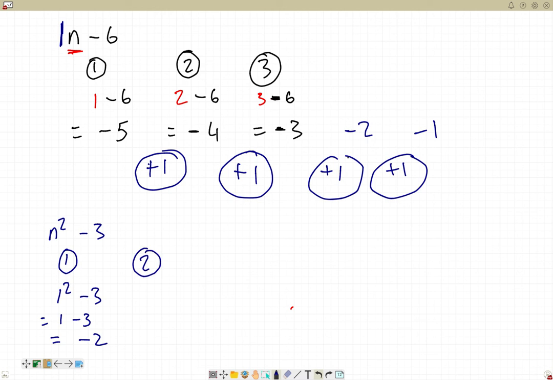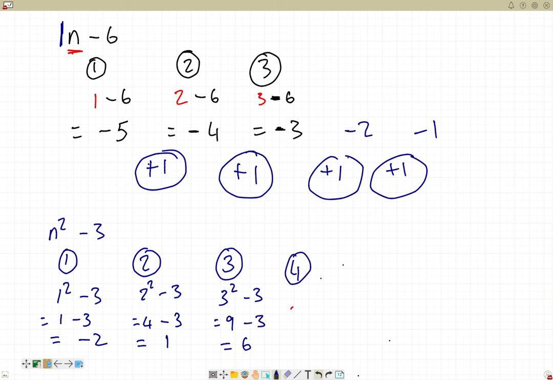Second term, I have to do 2 squared, take away 3. So that will give me 4, take away 3, which is +1. Third term, 3 squared, take away 3, which will be 9, take away 3, which is 6. Fourth term, substitute in 4. 4 squared, take away 3, gives me 16 minus 3, which is 13.